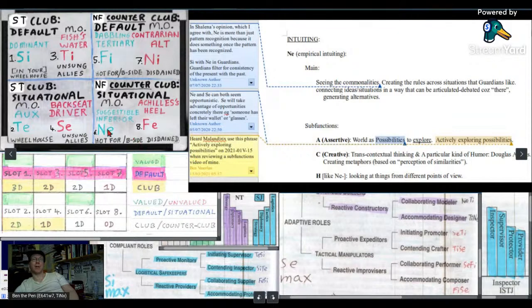Another thing to say about NE: it's only ticking one box, and it's a counter club, so NF functions, not ST, and it's a situational function. In socionics, these would be one-dimensional functions. So it's furthest away from these big two. It's only got one thing going for it, and that's that it's valued. A lot of times they're not really seeking that many possibilities because they're naturally conservative with a small c.